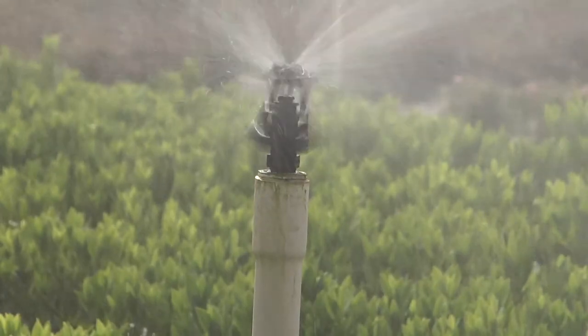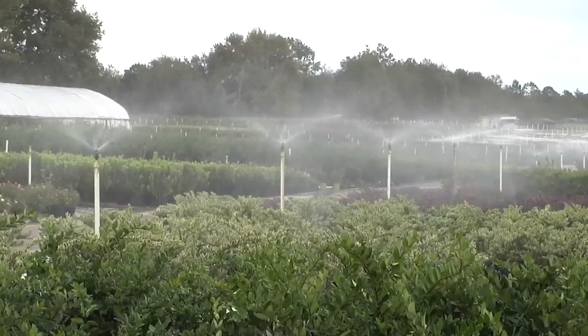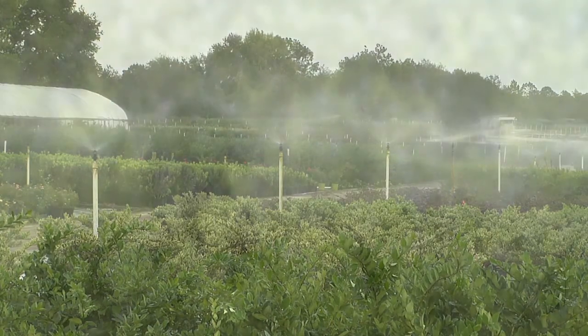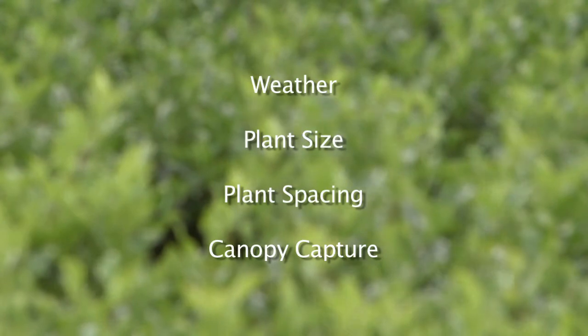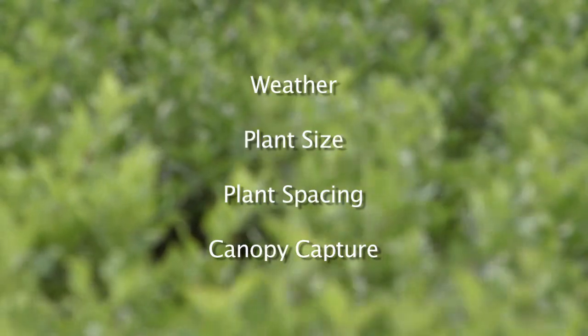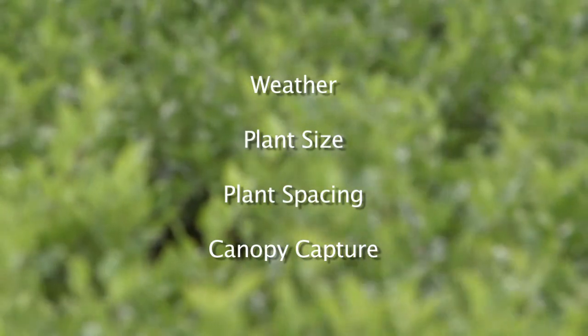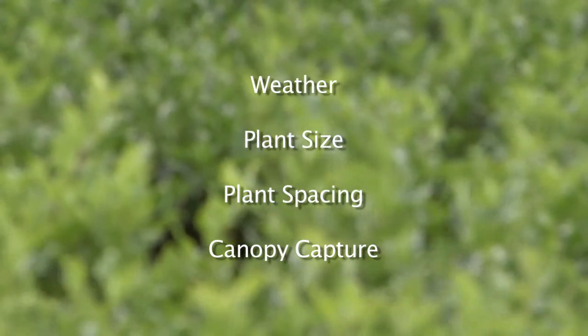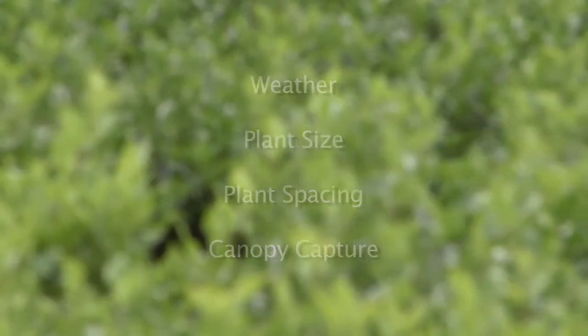So when using BMPs and applying irrigation based on plant need, remember the amount of water to apply is influenced by several factors. These factors include weather, plant size, plant spacing, and for overhead sprinkler irrigated plants, the ability of the plant's canopy to affect irrigation capture.